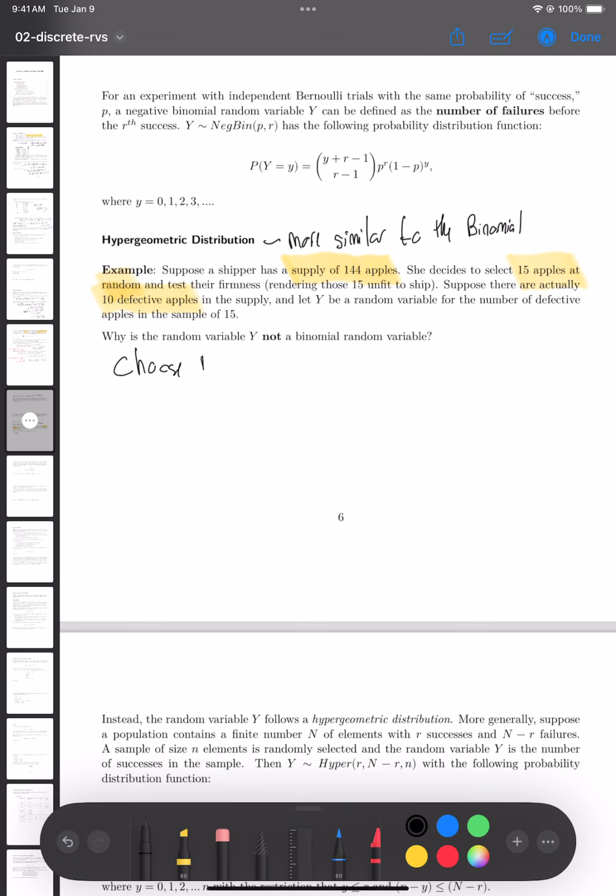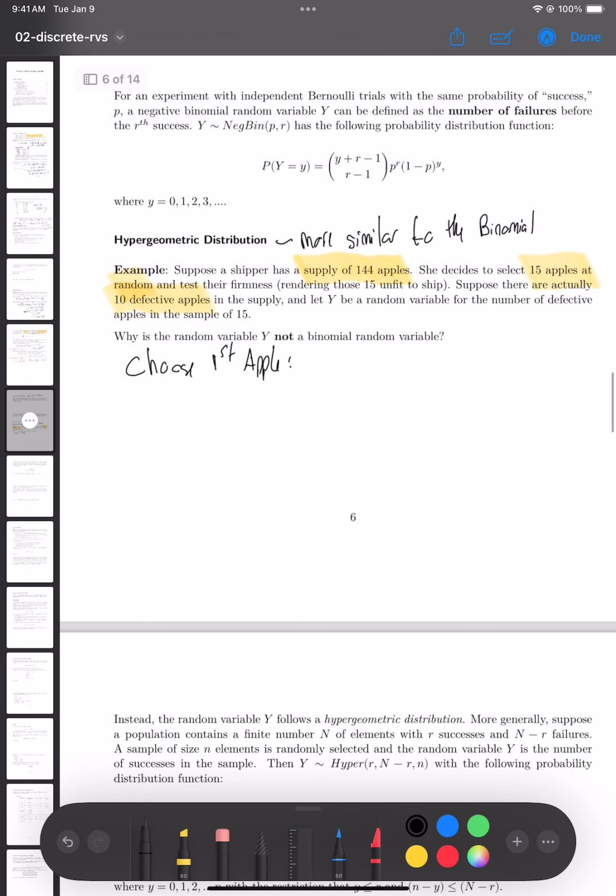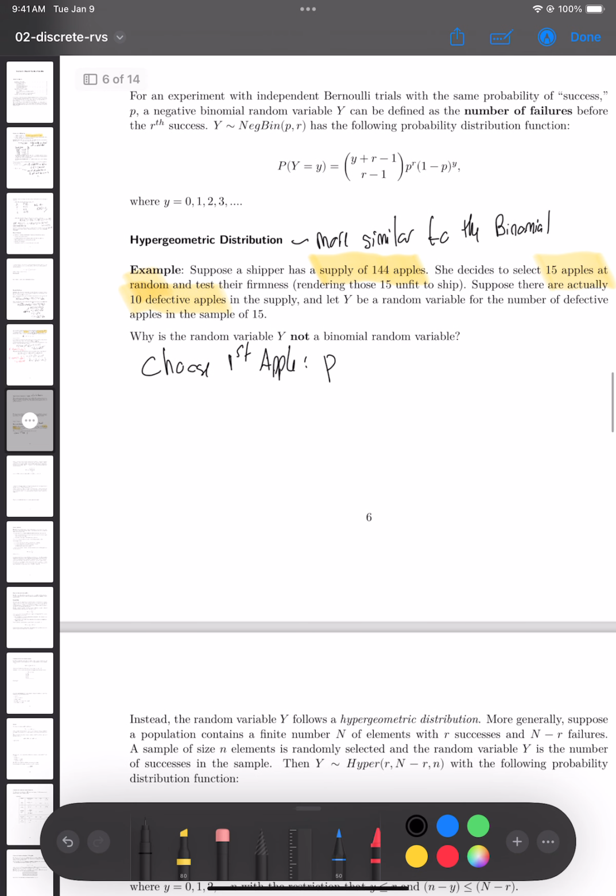And so to answer this, suppose that we choose this first apple. So it's the first of our sample of 15. The probability that this first apple is defective is 10 out of 144. So 10 defective apples, 144 total. If it's selected at random, that is the probability that it's defective.